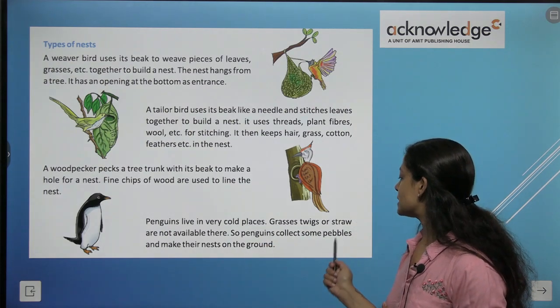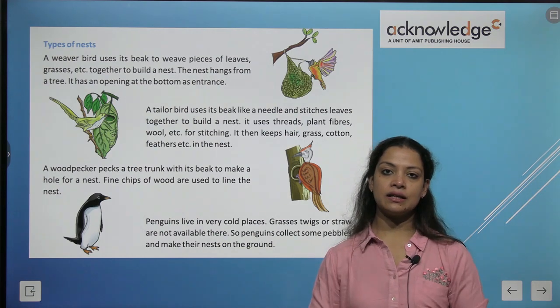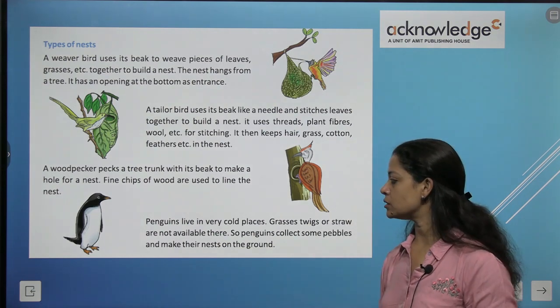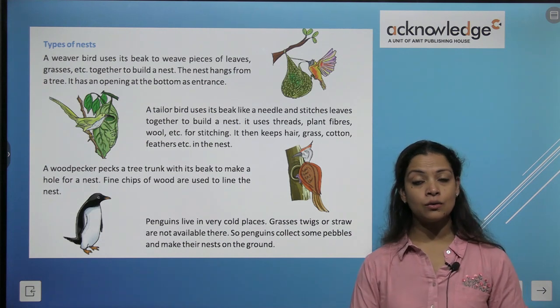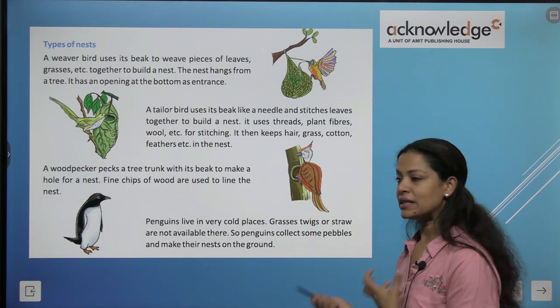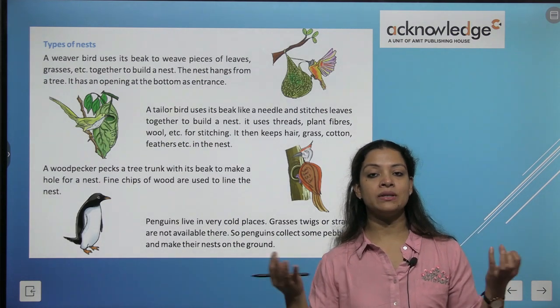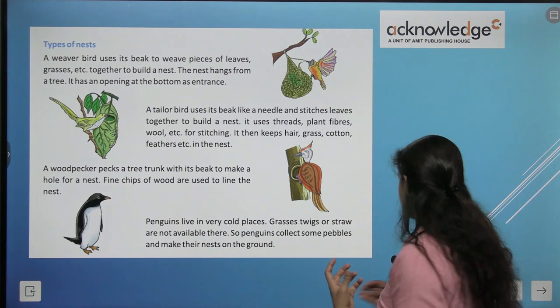So penguins collect some pebbles. Pebbles, stones इकट्ठा करते हैं which are there alongside the oceans or seashores and make their nest on the ground. This is again so interesting since grass and twigs are not available in cold areas, so they collect what? Pebbles and stone to make their house.